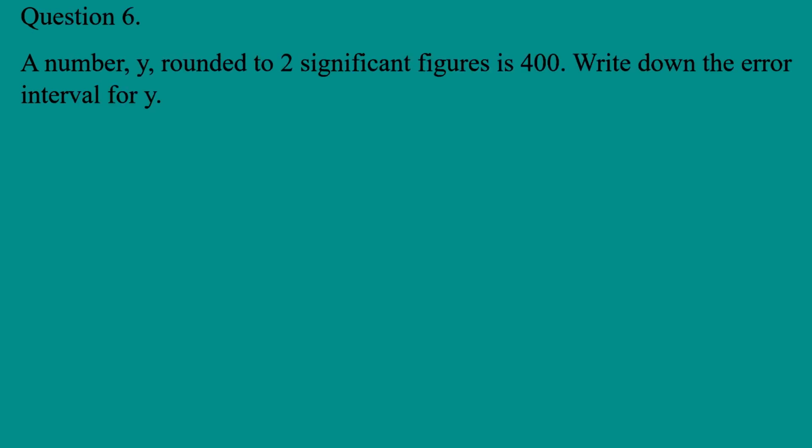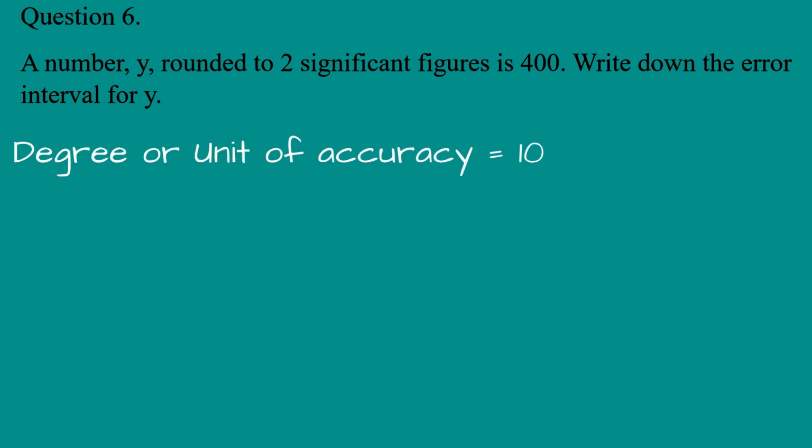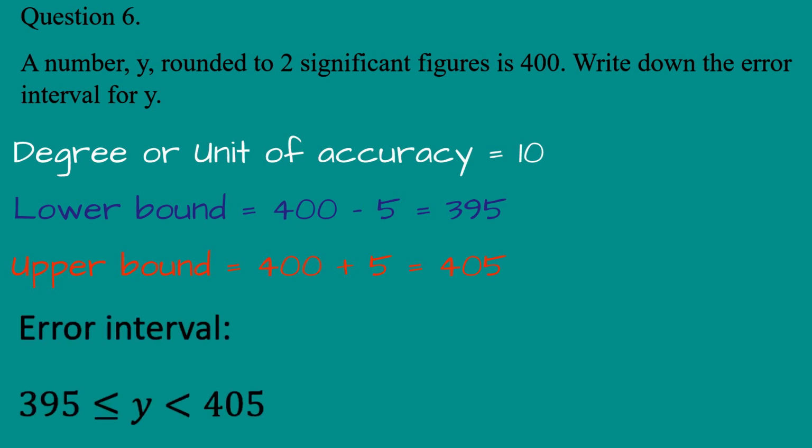Moving on to question 6. If 400 is rounded to 2 significant figures, then it is rounded to the nearest 10, and this is the degree of accuracy. Half of 10 is 5. We take 5 away from 400 to give us the lower bound, 395, and add 5 to 400 to give us the upper bound, 405. The error interval is the inequality, y is greater than or equal to 395, and less than 405.